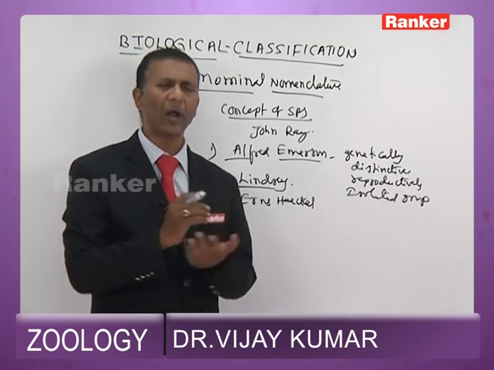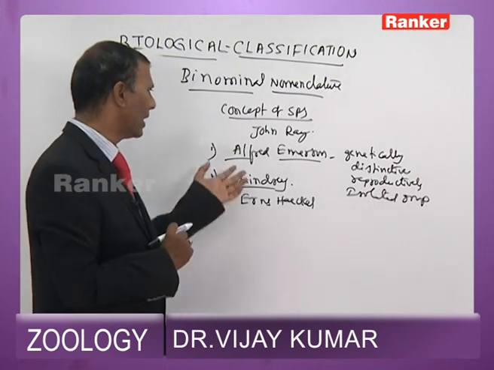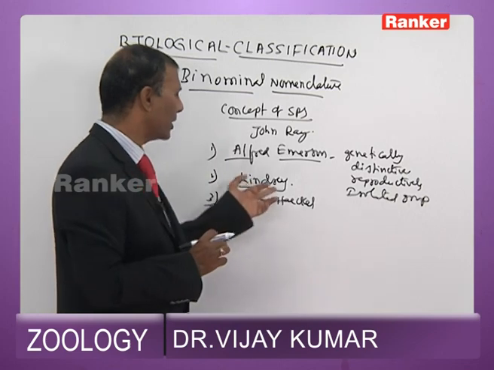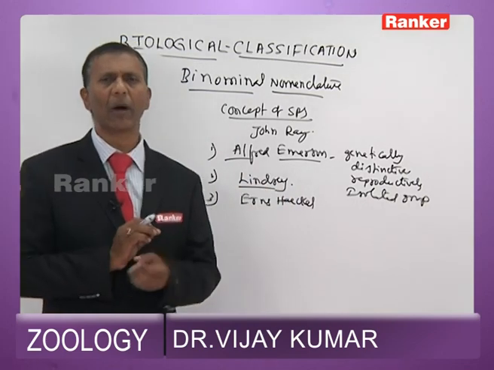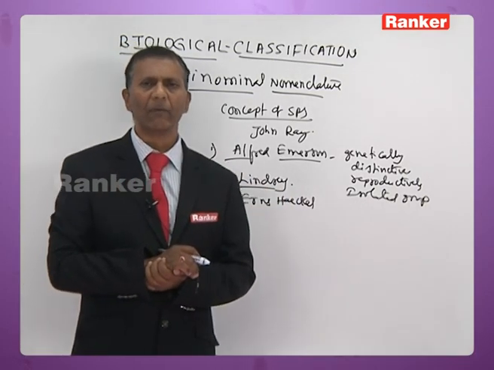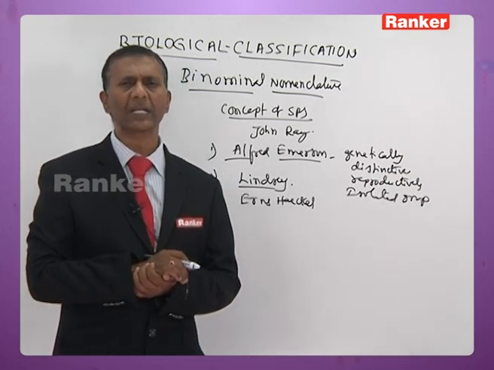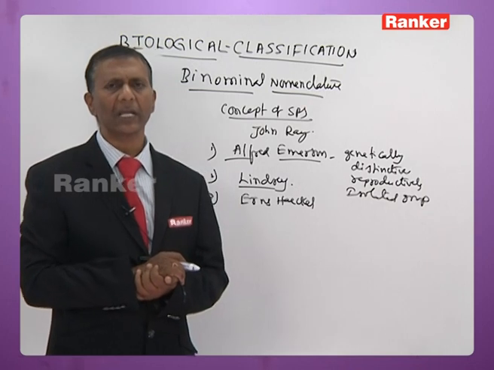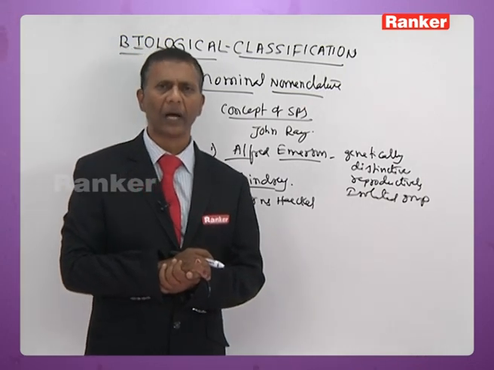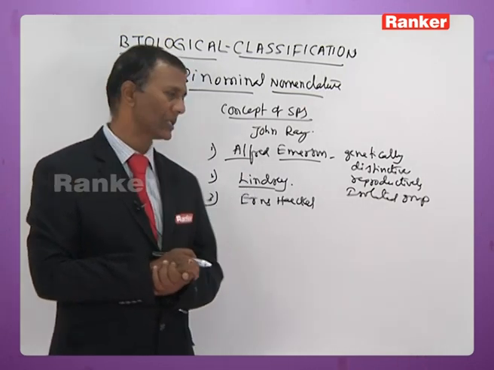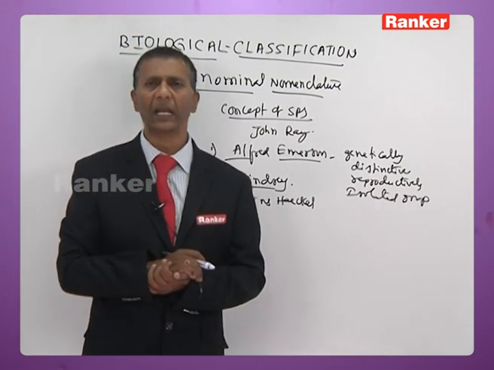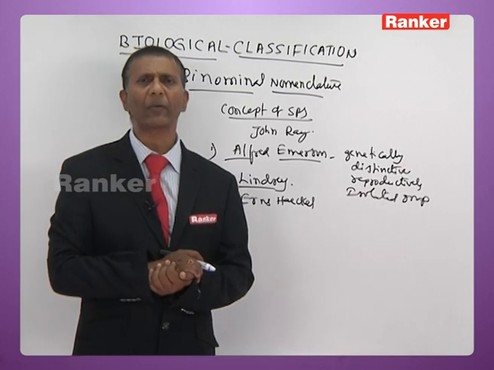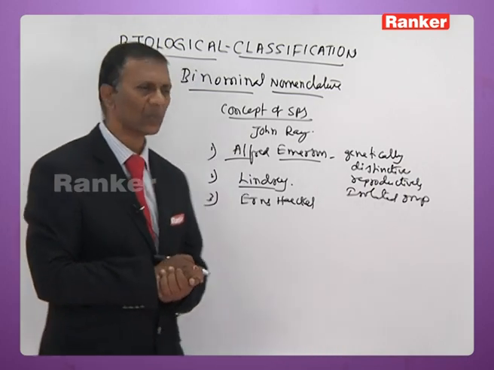So like that, there are different concepts given by different scientists. According to Emerson, a genetically distinctive, reproductively isolated group. According to Lindsay, an assemblage of organisms with more or less similar morphological characteristics with slight variations, all of them having a common ancestry and reproductively isolated from all the other species. According to Ernst Haeckel, a potentially interbreeding population reproductively isolated from all the other species.